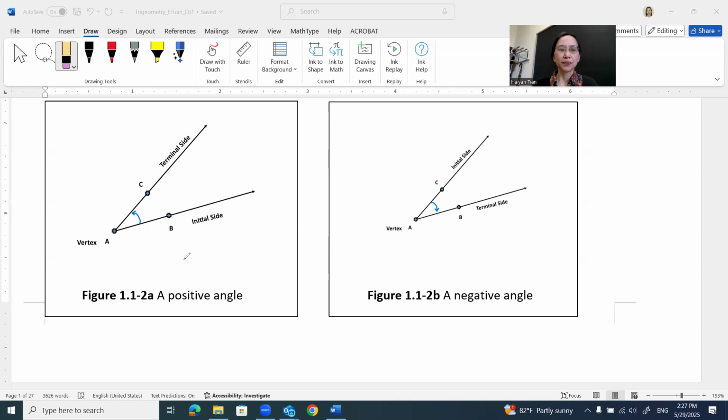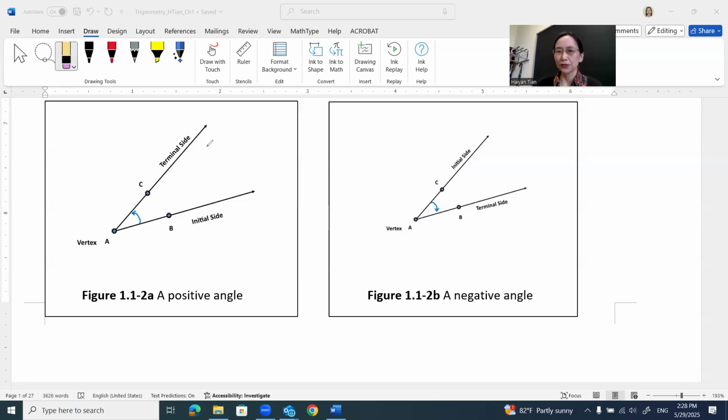Now we have an angle. So for the second picture, initial side and terminal side, right? The 2 rays have the common endpoint. That is what we call vertex. But what's the difference?